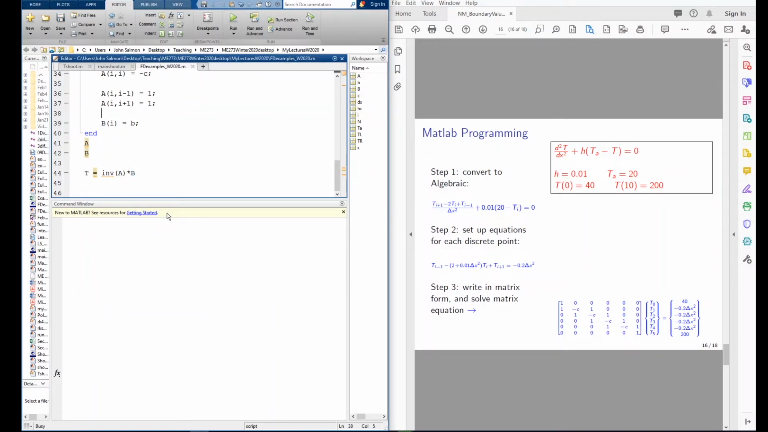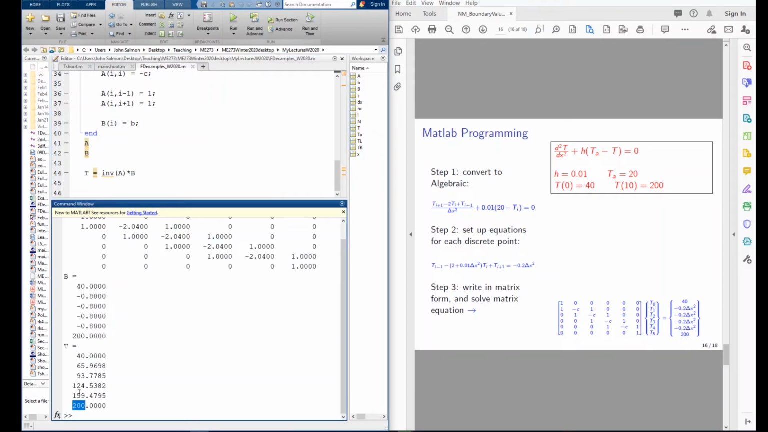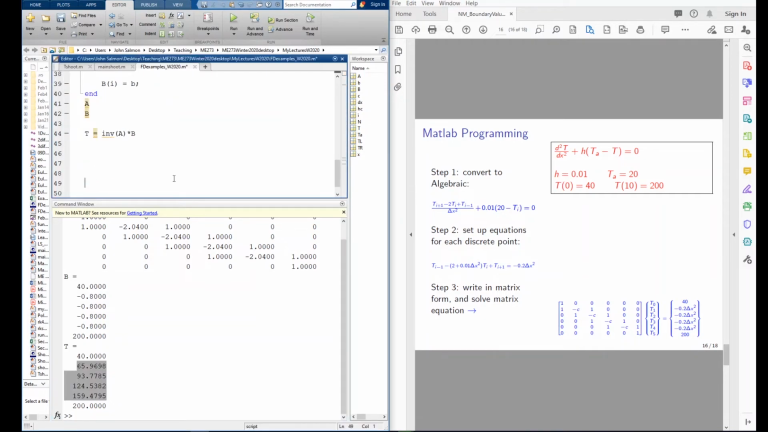And there you go. I've got a vector that goes from 40 degrees up to 200 degrees, and I've got maybe my profile in between. If I've got that profile, I might as well take a look at it. So I'm going to do a figure, and I'm going to plot x versus t. Let's take a look at it.